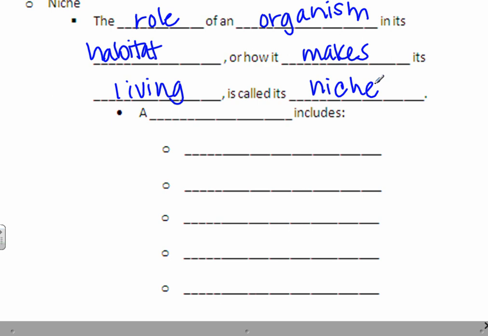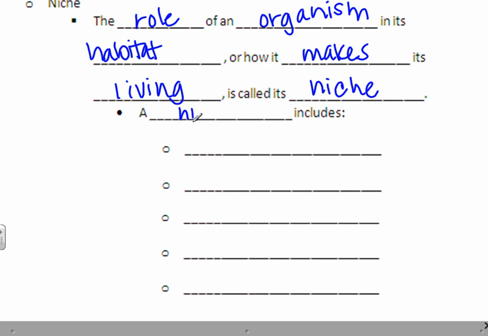Everybody has a special role, I'm sure, in their family. Like maybe you're the funny one, or the one that always gets in trouble, or the smart one, or the athletic one. But I bet if you thought about it, you probably have a special role in your family, and that's your niche. So organisms and their habitats also have a niche.